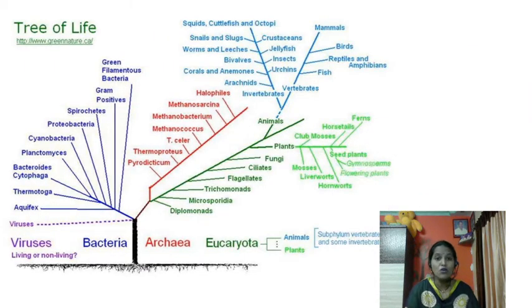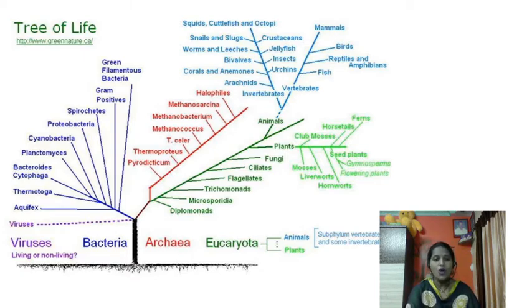Now, what is the three domain classification system? It was developed by Carl Woese in 1990 for classifying biological organisms. The current three domain classification system groups organisms primarily based on differences in ribosomal RNA. Ribosomal RNA means rRNA. Ribosomal RNA is a molecular building block for ribosomes.